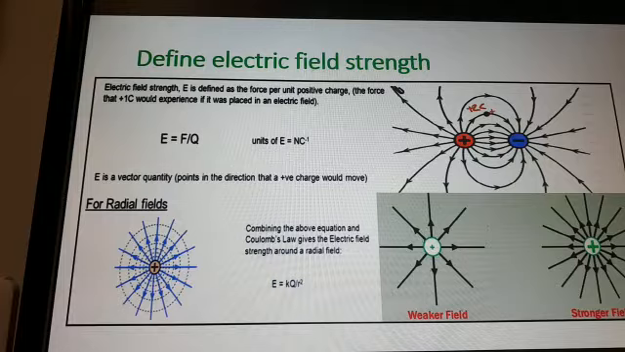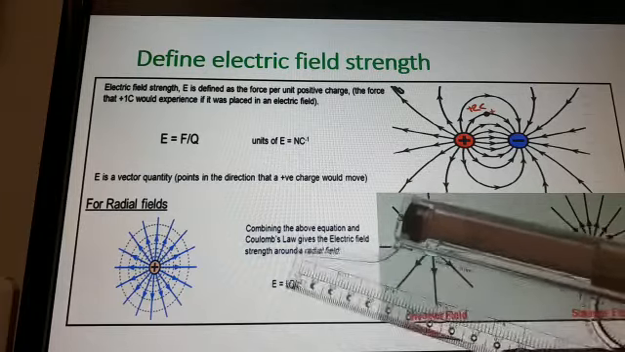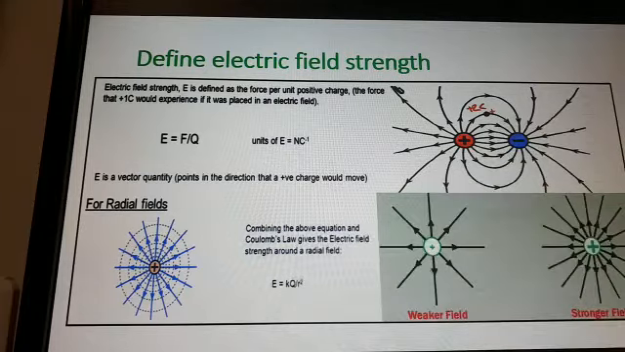Here we are combining the electric field strength with Coulomb's law. We have to rearrange the equation to E equals K Q by R squared. If I give you some problems to solve, you have to use this equation for finding electric field strength.